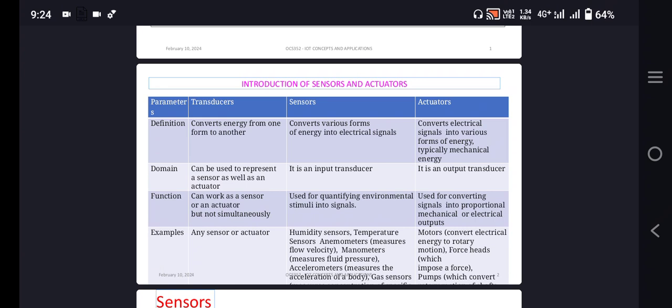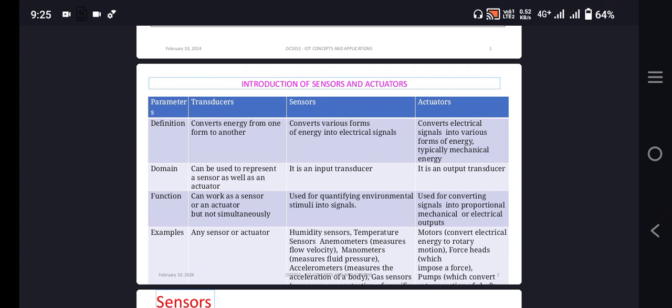The function of a transducer is that it can work as a sensor or an actuator, but not simultaneously. Sensors are used for quantifying environmental stimuli into signals. Actuators are used for converting signals into proportional mechanical or electrical outputs. Any sensor or actuator can act as a transducer. Examples of sensors are humidity sensors, temperature sensors, anemometers, manometers, accelerometers, gas sensors, etc. Examples of actuators are motors, force heads, pumps, etc.